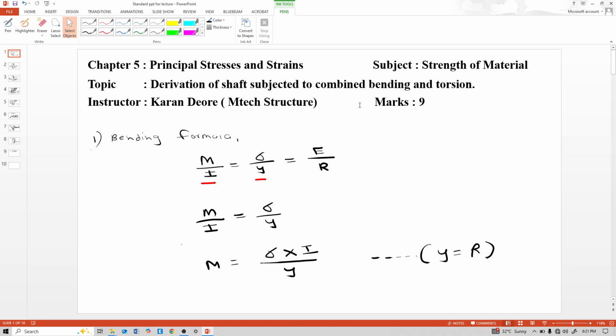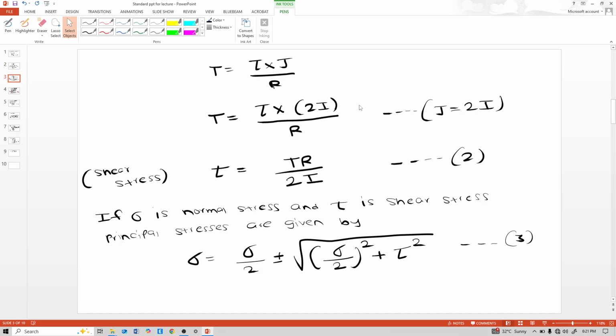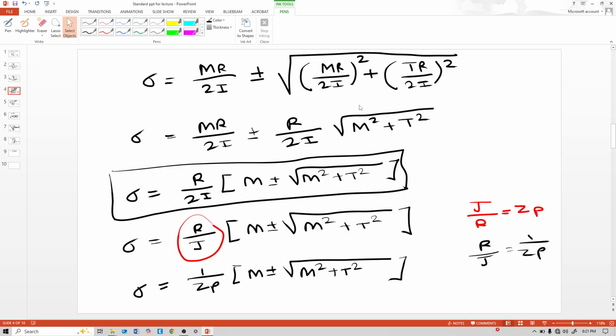First step is the bending formula, M by I is equal to sigma by y is equal to E by R. Second step is the torsional formula, T by J is equal to G theta by L is equal to tau by R. J is 2I, and Zp is J by R. Zp is the polar section modulus, the polar moment of inertia divided by the radius of the shaft.